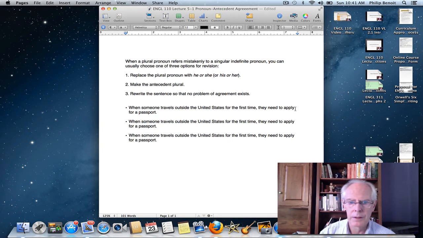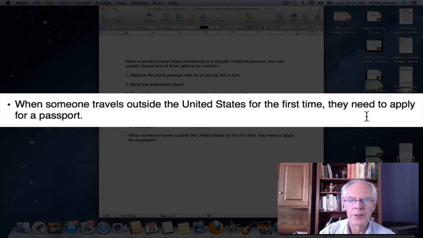So we have the sentence three times repeated. When someone travels outside the United States for the first time, they need to apply for a passport. It's clear what the problem is here. Someone is singular, that's our indefinite pronoun, and they, the pronoun that we're using to refer back to someone, is plural. And it doesn't agree and it isn't right. So we need to fix it.